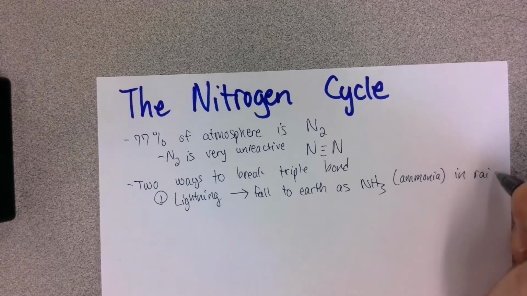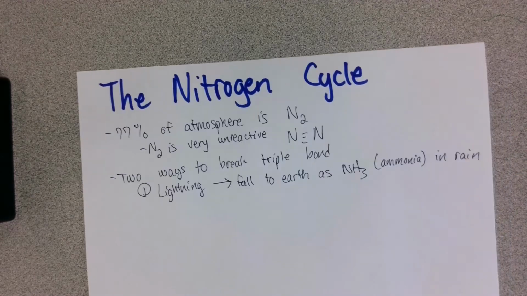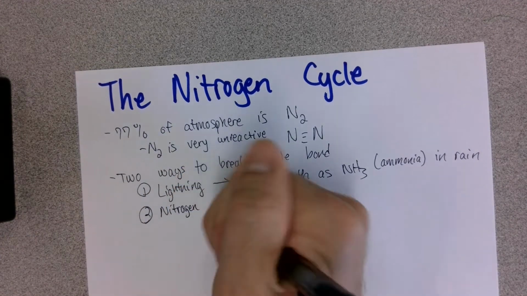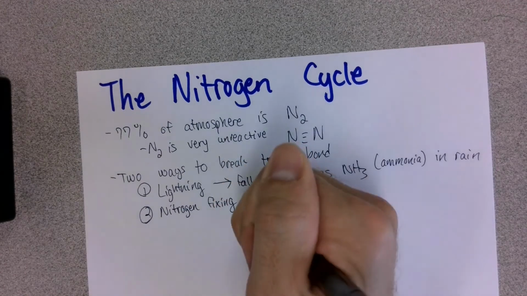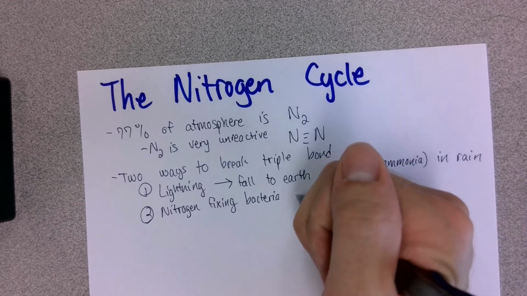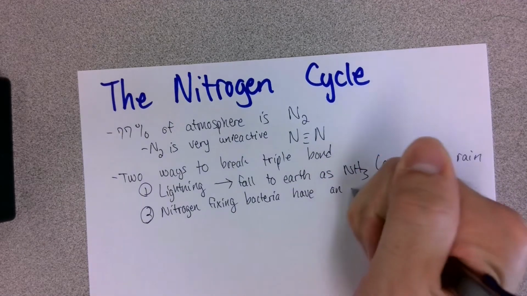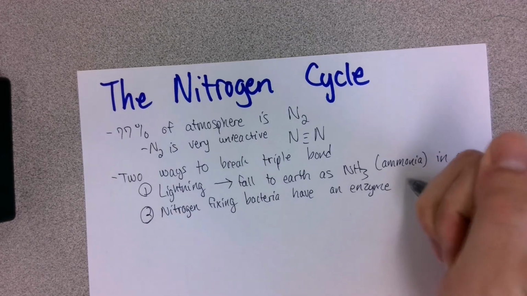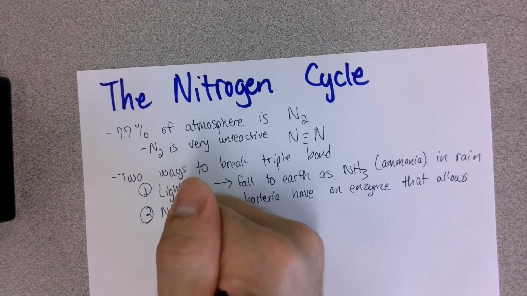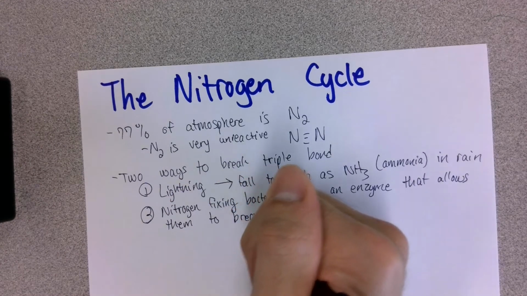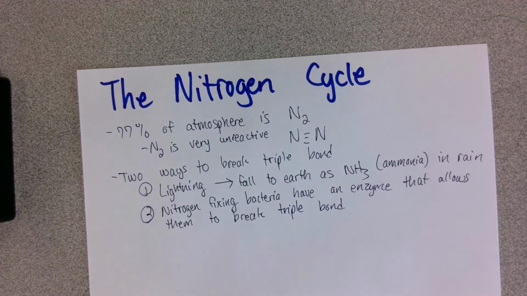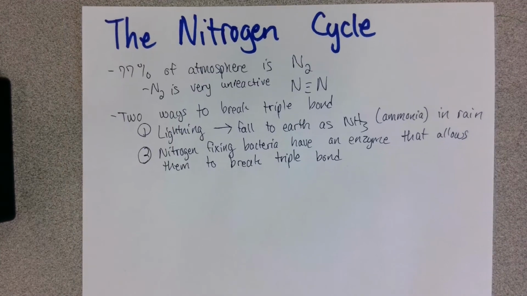in rain. The second way that we can break the triple bond is we can use these things called nitrogen fixing bacteria. They have an enzyme that allows them to break the triple bond. That leads me into our discussion of the first process in the whole nitrogen cycle.